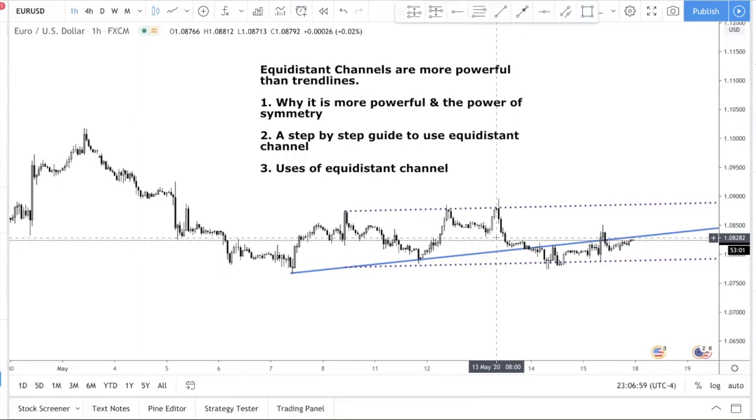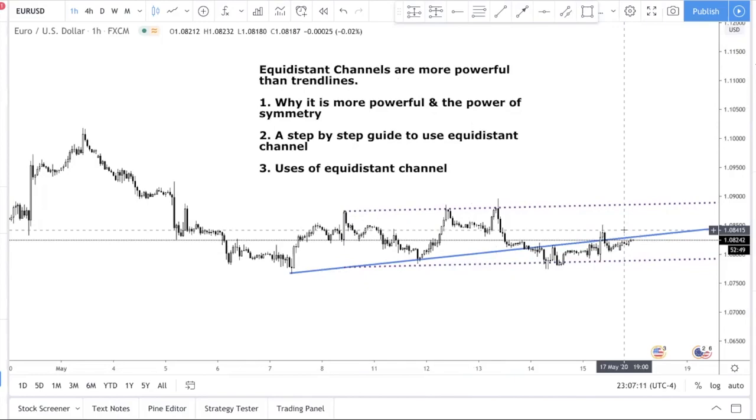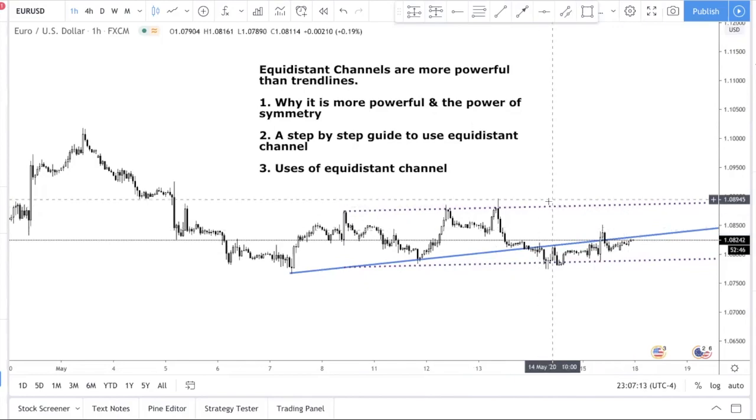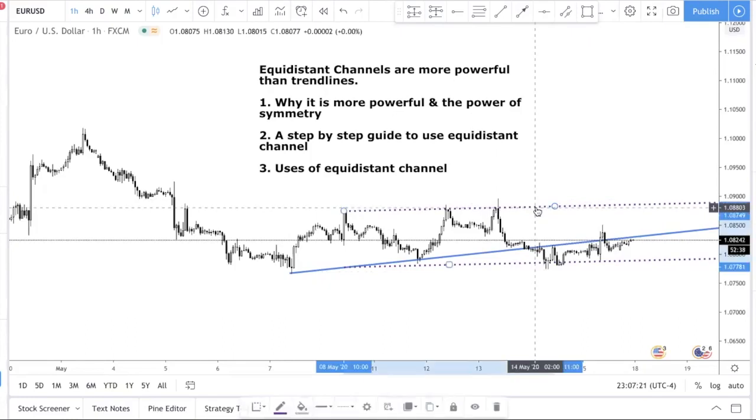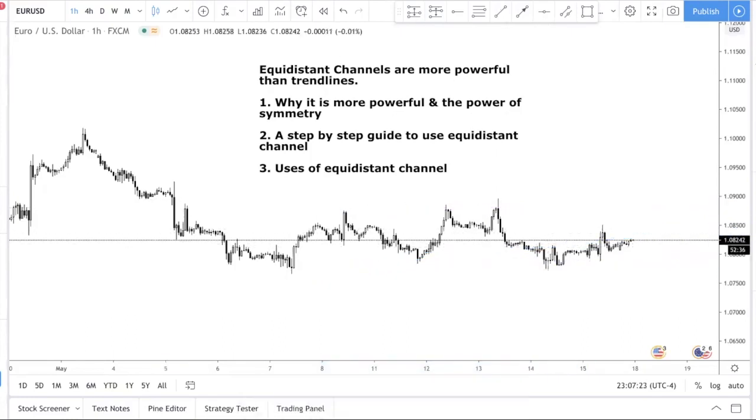Okay, so this is why the equal distance channel is more powerful than trend lines, because there is the element of symmetry in equal distance channels, unlike a trend line, which is just one line on its own, which doesn't have any symmetry. Okay, so now that you understand why it's more powerful and that symmetry is important in trading, now let's talk about how you use it. Let me just clear up the charts and let's talk about symmetry.